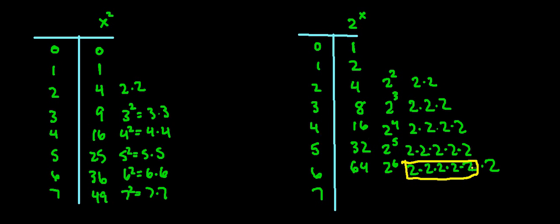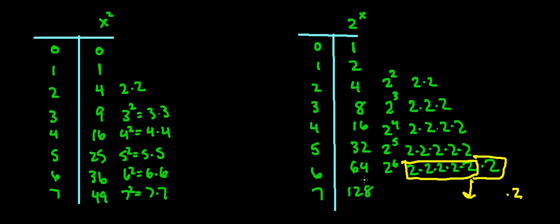All of these are the same as the previous row, except we've multiplied it by an additional 2. And this next row is going to be the same as this whole row, except multiplied by an additional 2. So it's going to double again. And 2 to the 7th is in fact 128, which is double 64.